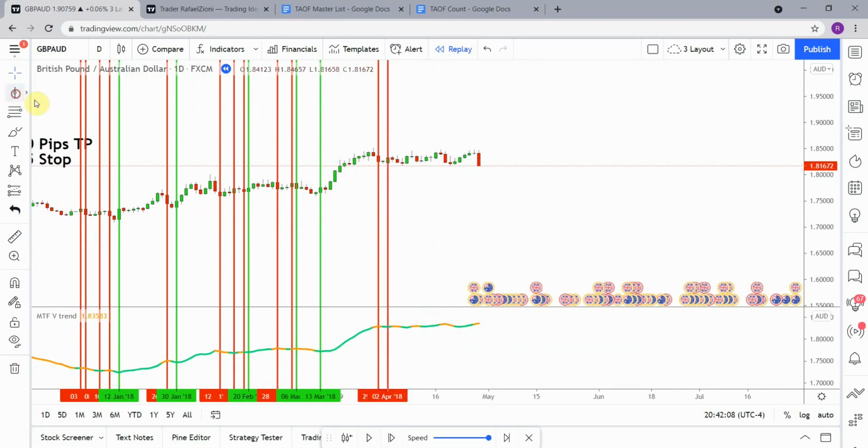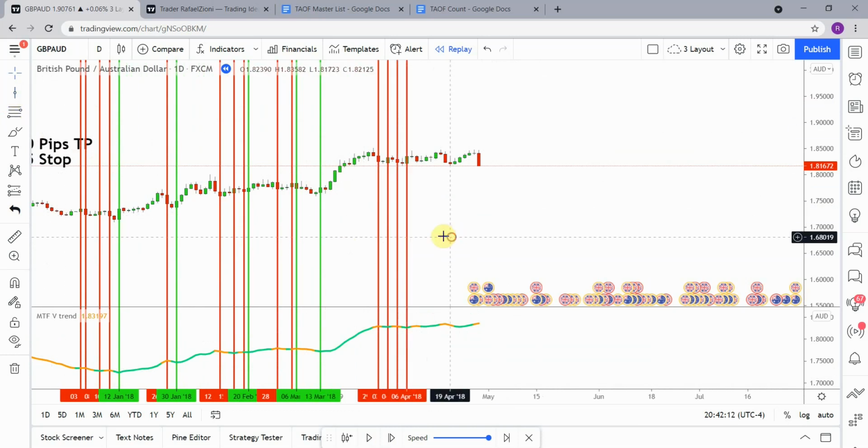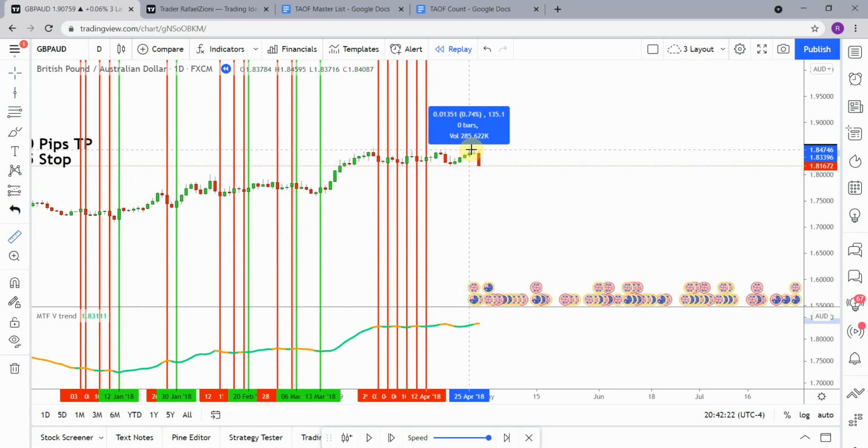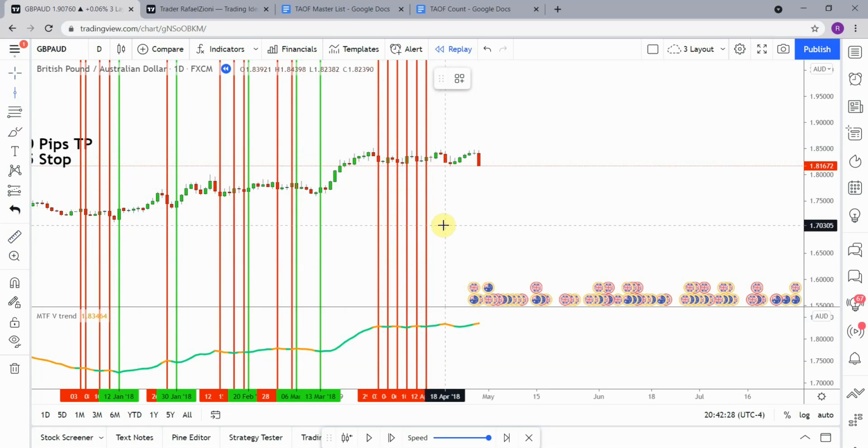Then long, short, long, short, long for a decent little amount there, but it does not get us to take profit. We pick up a short right there, kind of same deal. Don't quite make it to take profit.